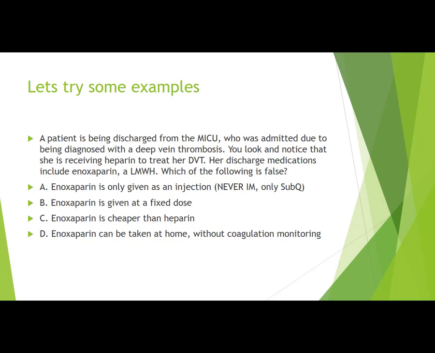Now, if you chose C, enoxaparin is cheaper than heparin, to be a false statement, you are correct. So enoxaparin is more expensive because, although it is more convenient than using just a regular unfractionated heparin, it is more expensive, because that's usually what happens. If something's more convenient, it might be more expensive. So yeah, C is the correct answer.